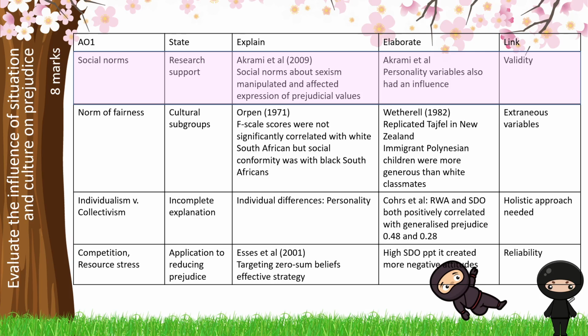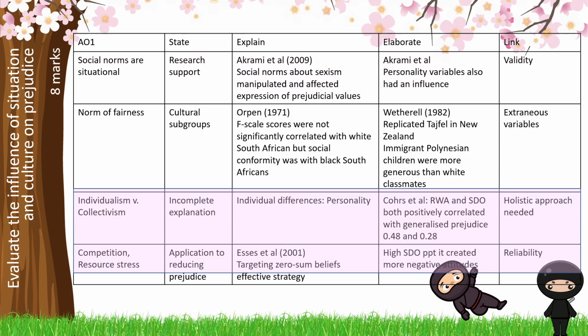So we're going to start off by talking about social norms within a specific situation, and then we're going to talk about supporting research from Akrami et al. This was a Swedish piece of research that looked at manipulating social norms about prejudice and sexism, and how the different respondents reacted to that. But we're going to give a counter argument here because they also found that personality variables were important, specifically right-wing authoritarianism and social dominance orientation. This is going to question the accuracy or the validity of situation as a factor.